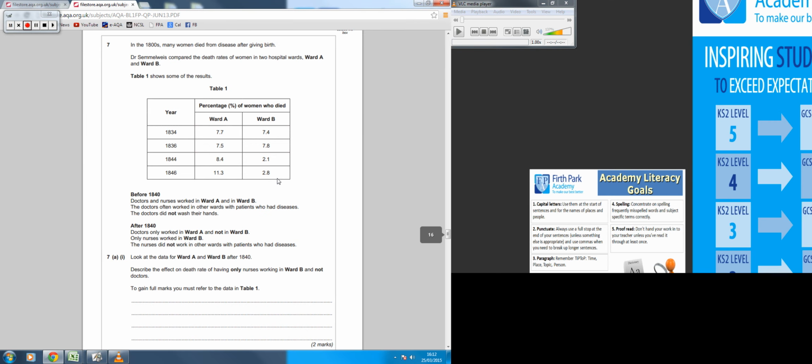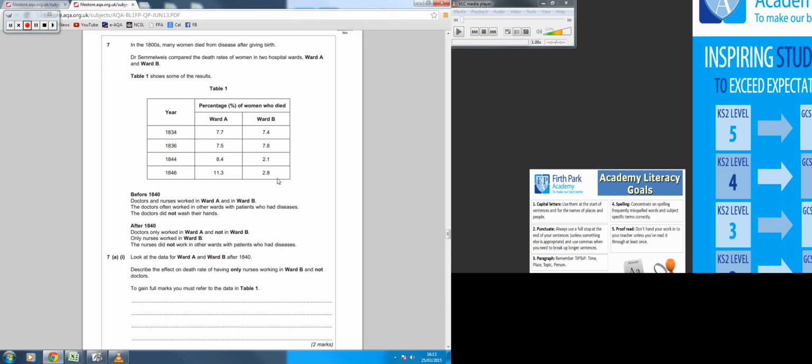Next one, Semmelweis question. Is a standard question on most B1 papers, so we need to have some good answers for it. So they normally give you some information, which they've done here in the form of a table, and then some more information in terms of writing. So we've got doctors and nurses working on ward A and B, and doctors only on ward A and not on ward B, and only nurses worked in ward B.